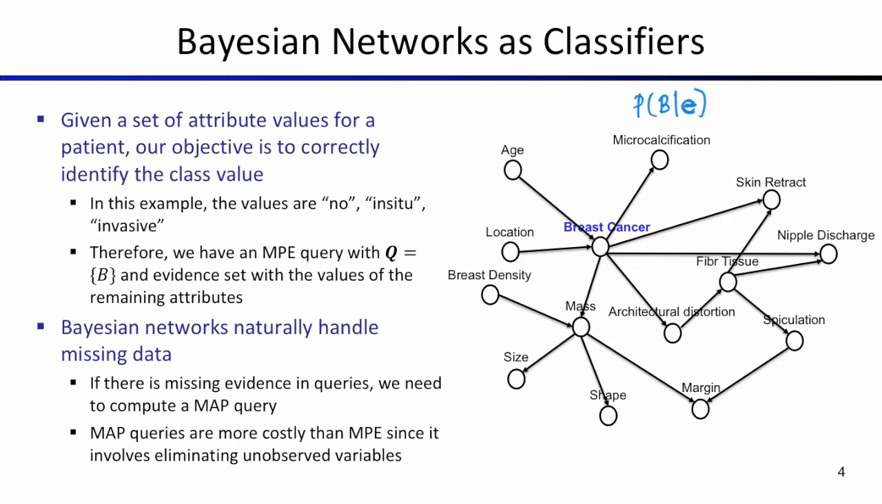If we compute this B given E, we're going to see that this is going to be a small table. For this problem in particular, we have just three possible values for this class attribute. So we say we have three possible classes: null, in situ, and invasive. When we compute this probability of B given E, what we have is a small table with three entries. It's going to be two columns, one for B and the other one for the probability of B given E.